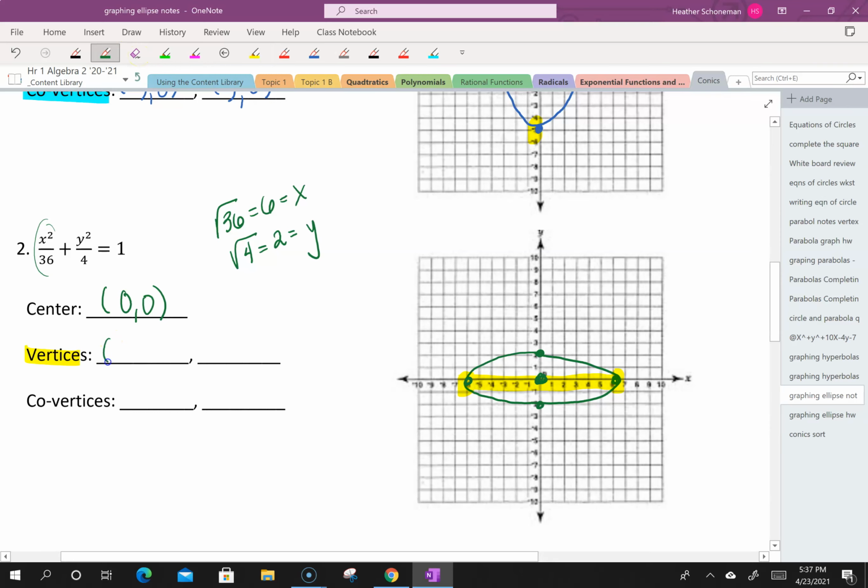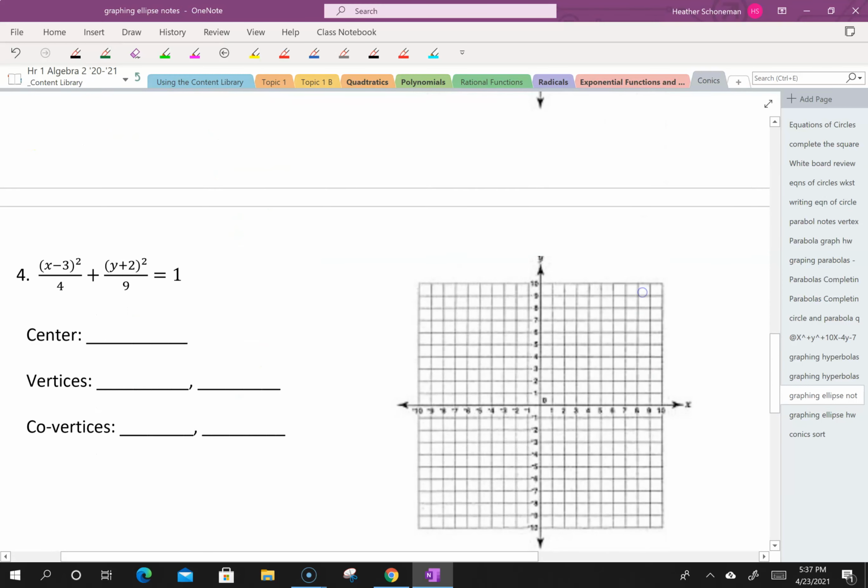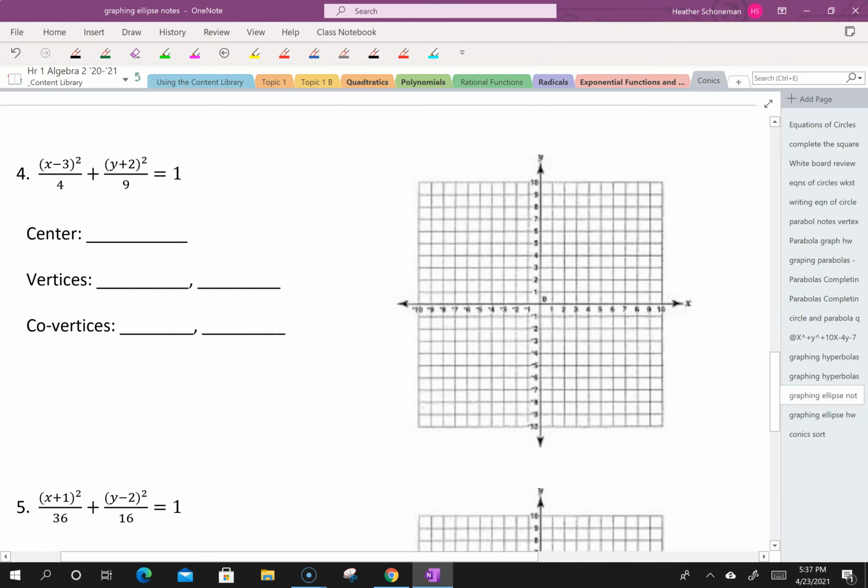So the one on the left is negative 6, 0, and on the right is positive 6, 0. The co-vertices are the ones on the shorter axis, which in this case is up and down, and that is going to be 0, 2, and 0, negative 2. Okay, let's try it again when the center is not 0, 0.